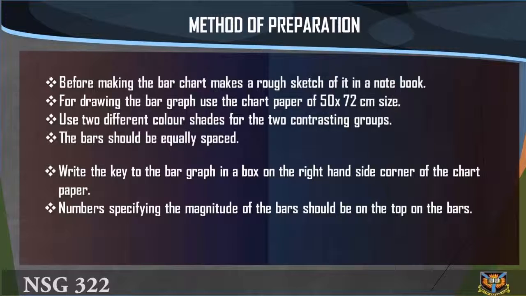The bars should be equally spaced. Write the key to the bar graph in the box on the right-hand side corner of the chart paper. Numbers specifying the magnitude of the bar should be on the top of the bars.